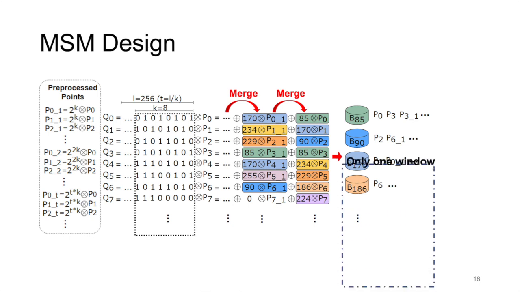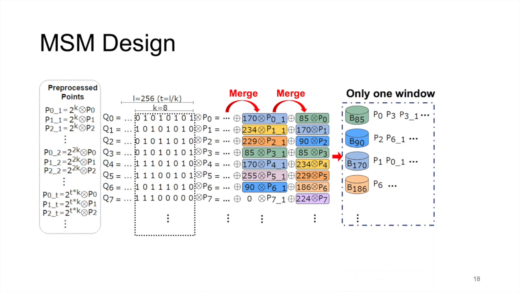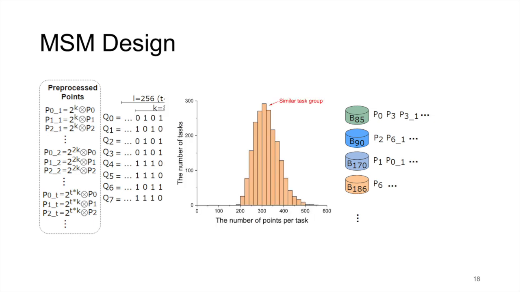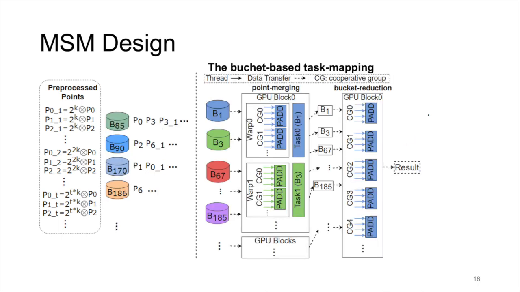window, and there are only a bunch of buckets left. We analyze the load of each bucket and sort them by load. Then, we schedule buckets in order, starting from the buckets with the heaviest load, ensuring that heavy buckets are not left as stragglers.